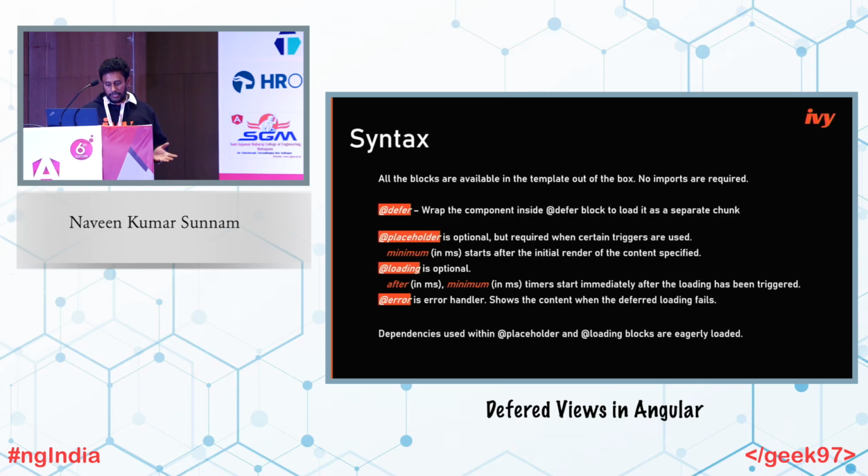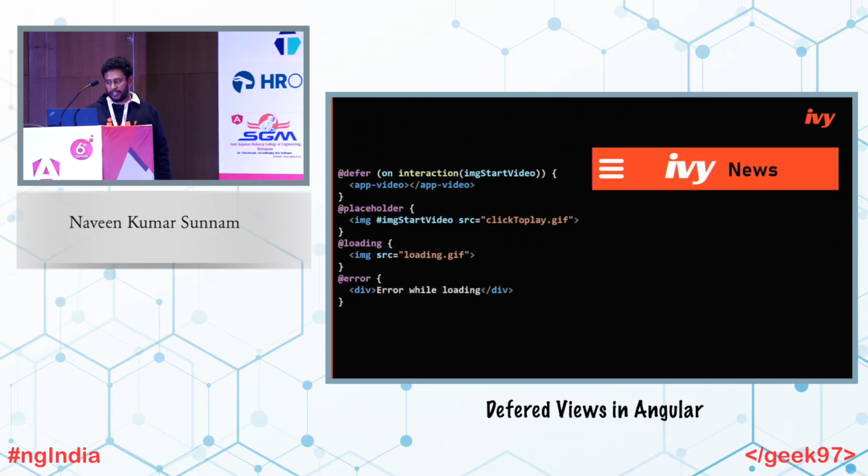And last but not the least, the error block. We can use this for showing errors whenever there is a problem in your deferred views. One important point to note is that the dependencies used in the placeholder and the loading block get eagerly loaded. So try to select content with less weight. Don't go for heavy components here, because the main intent of your deferred views will be lost. So use lightweight content here so that the main intent will be carried forward.